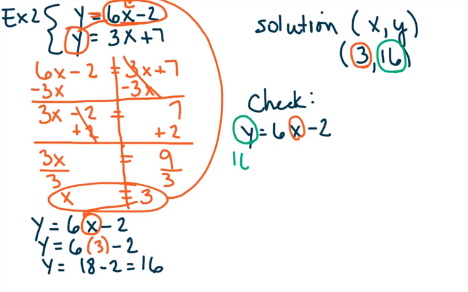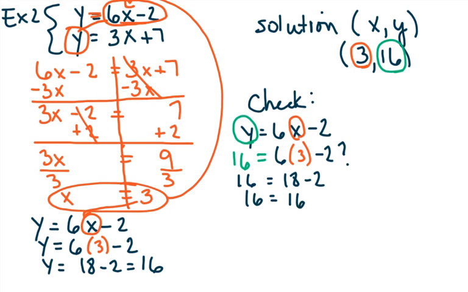So that results in 16 equals 6 times 3 minus 2, and I want to know, is that right? So 16 equals 18 minus 2. 16 does equal 16, so I know it was right in the first equation. We have to check the second one.